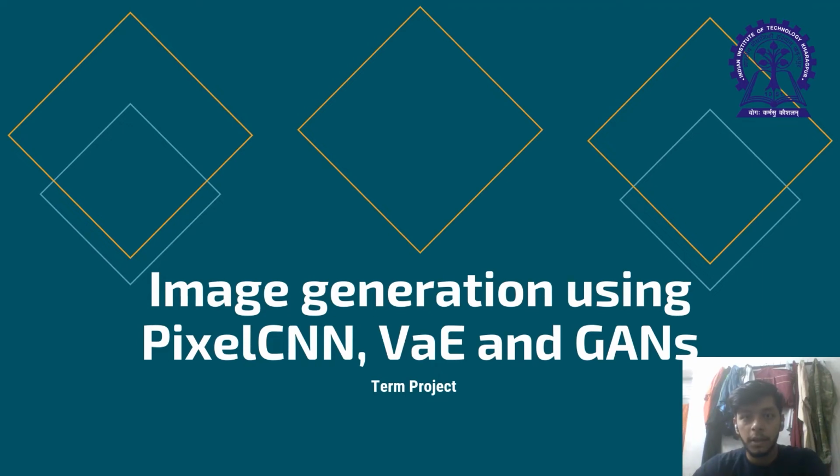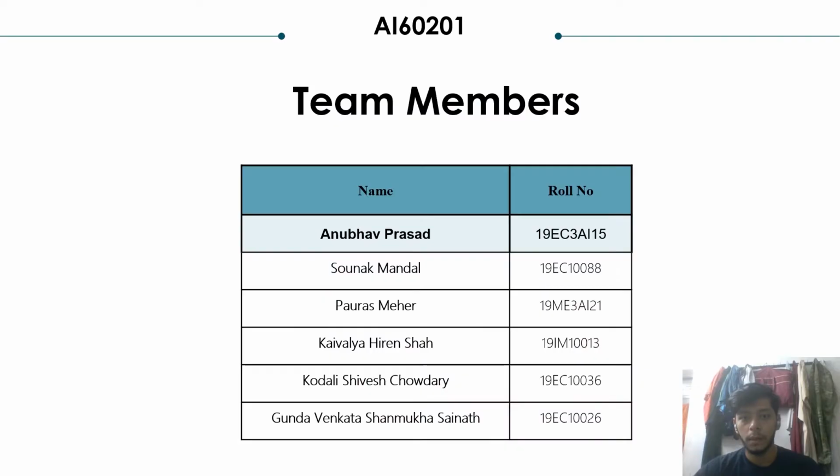This presentation is a part of our term project for Graphical and Generative Model for ML course. We will be presenting our work on image generation using PixelCNN, Variational Autoencoder, and Generative Adversarial Network. We are a team of 6 members with names and roll numbers on the slide, and each one of us will be presenting on our work.